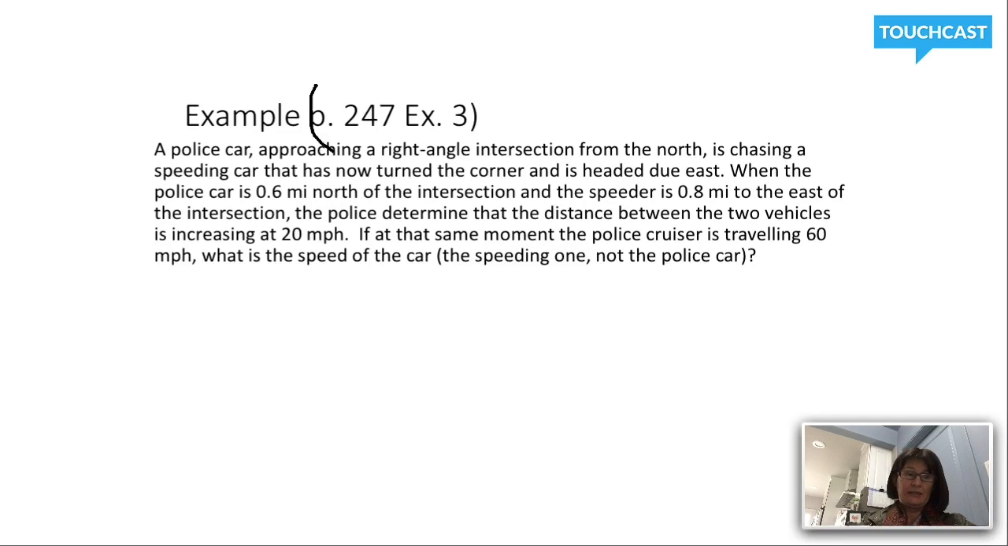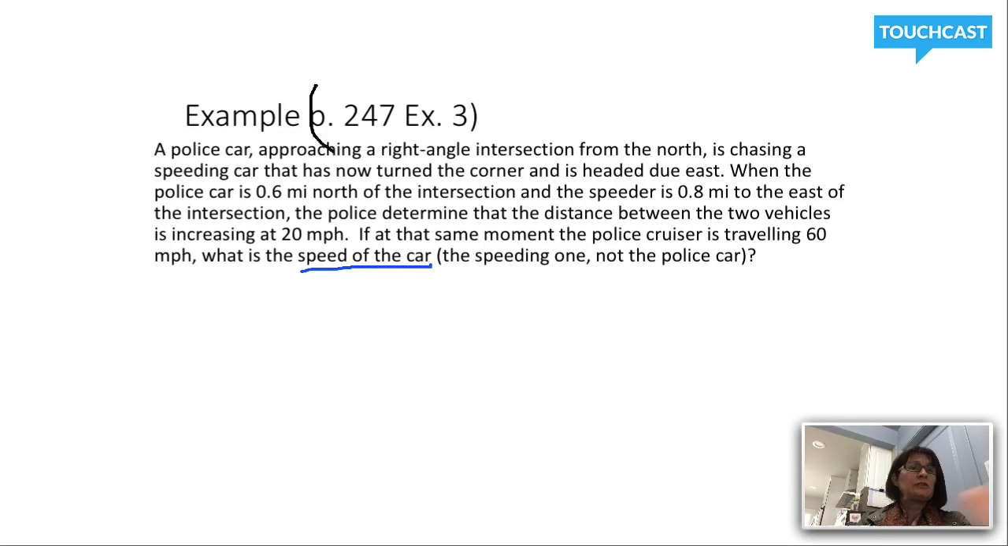This is a really excellent example of a related rates problem where you probably want to have a picture in place. You might even like to have a picture in place before you try to figure out what you know and what you don't know yet. But some things that we do know, we won't use variables yet. Same moment. Well, what is the thing that we're looking for? The speed of the car.